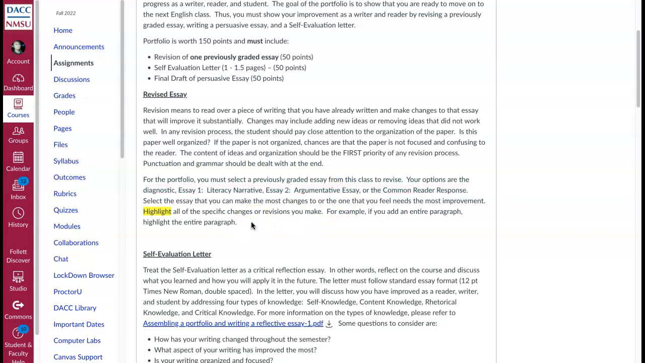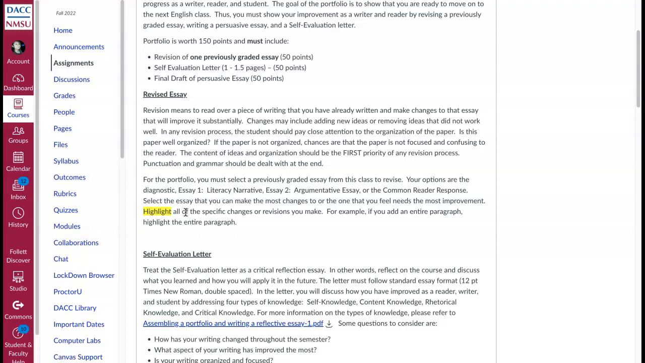And in order for me to know how much you have changed, obviously I'm going to look at both the original and the revised version, but you're also supposed to highlight all of the changes you have made, okay? So when you are typing your essay, go ahead and use the highlighter tool in Word and highlight everything you've changed. Even if it's just a comma, go ahead and highlight it. If you added a whole paragraph, go ahead and highlight it.